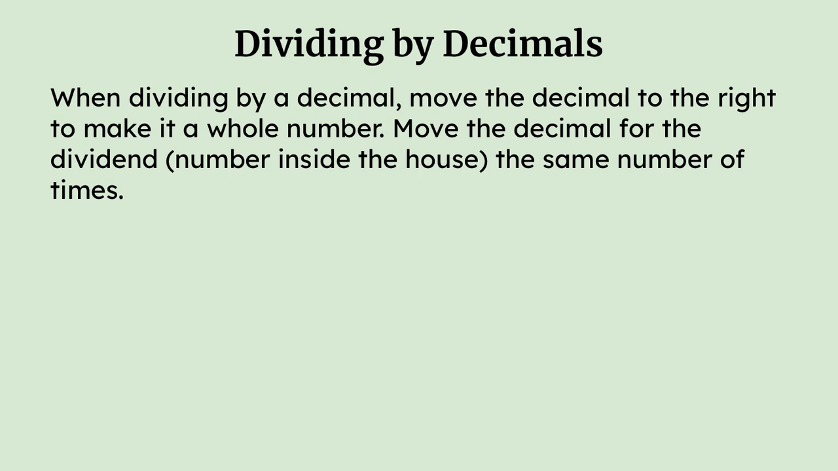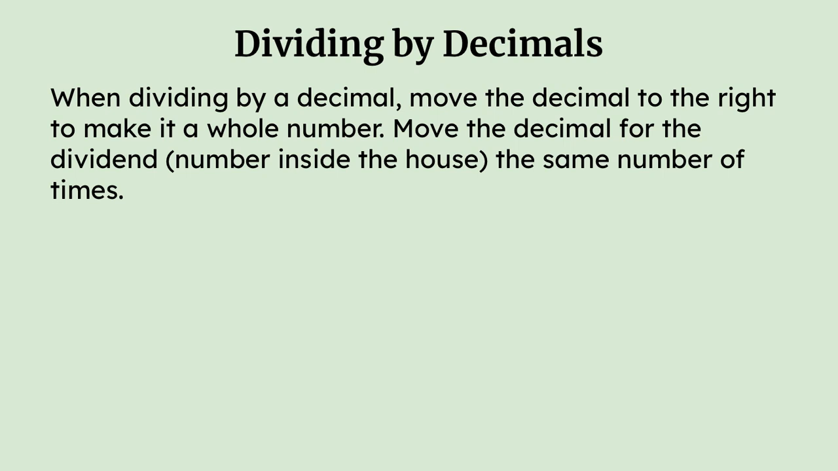So when we are dividing by a decimal, we're just going to move the decimal to the right to make it a whole number. And however many times we move that decimal, we also, on the inside, move the decimal that many times. Then once you have a whole number on the outside, you can then divide, and you don't have to worry about keeping track of the decimal at the end.